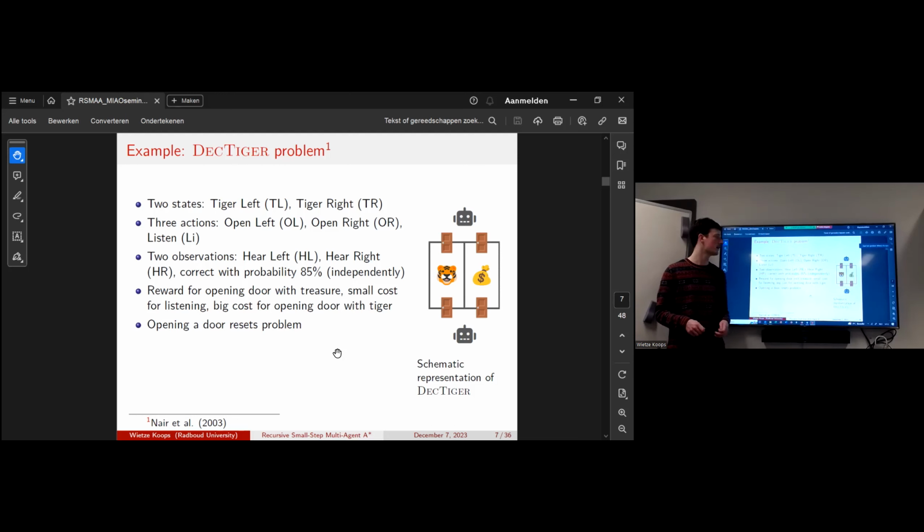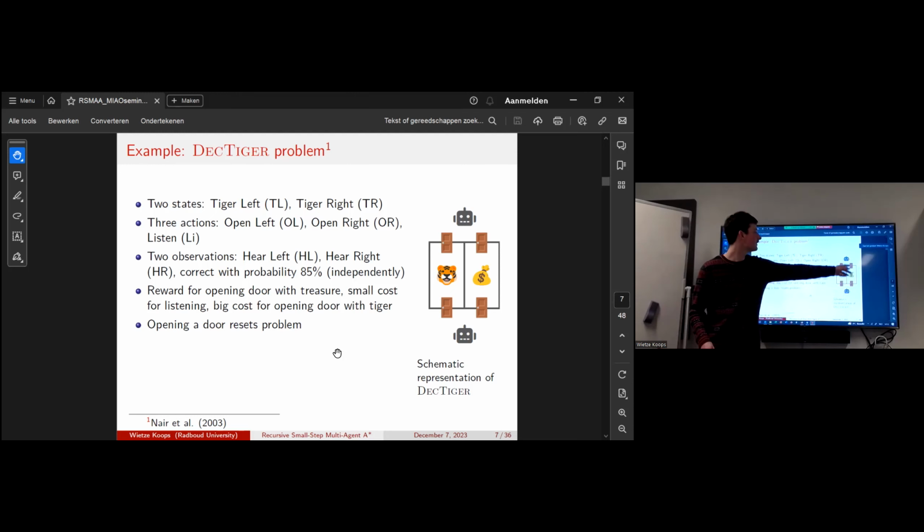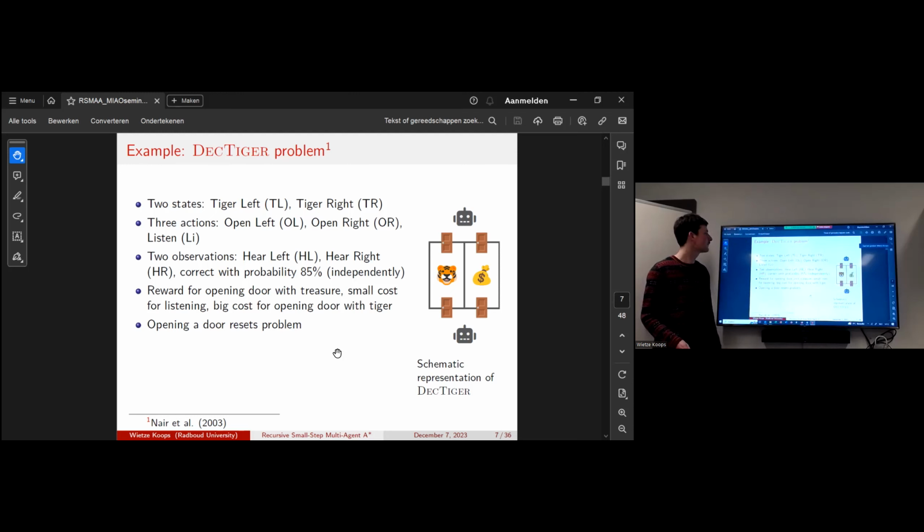That just means that the agents are going to either open one of the doors, and that's also for the top agent, this is the right door. Or they can listen, and then they can get some information about where the tiger is. If they listen, then they might hear the tiger in the left room, they might hear the tiger in the right room, but this is only correct with 85% probability. And it is correct for both agents independently of each other, and also over the stages it's independent.